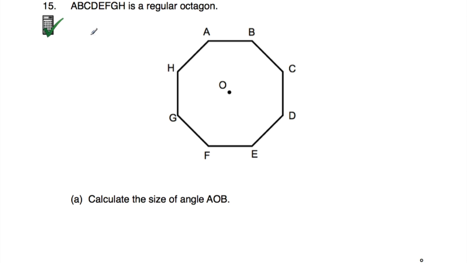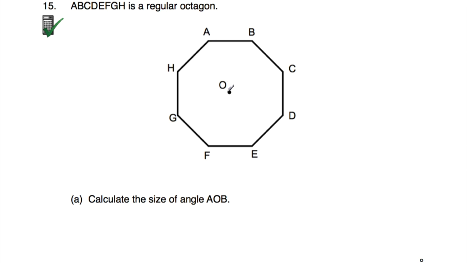Okay, let's have a look at our next question, question number 15. Question number 15 says A, B, C, D, E, F, G, H, test of my alphabet there, is a regular octagon. So we've got A, B, C, D, E, F, G, H. And we've got O, which is the center of the regular octagon. And we've been asked to calculate the size of angle AOB.